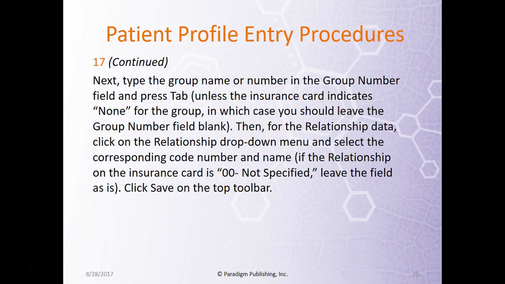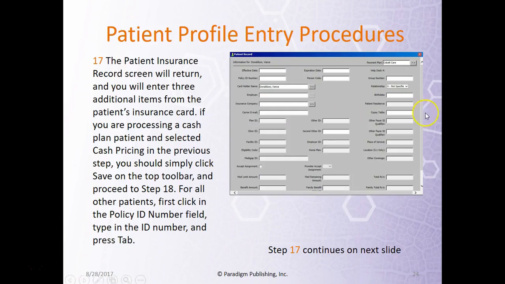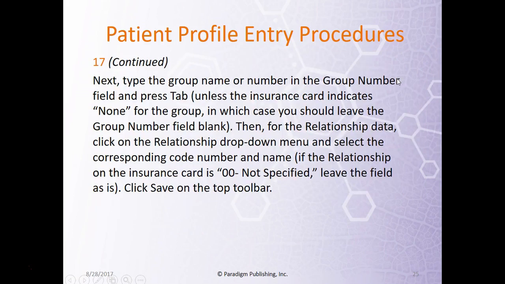Next, type the group name or the group number field, or number in the group. So let's look here. So there's the group number field over here on the right side. So you would type in the group number, unless the insurance card indicates none for the group, in which case you should leave the group number field blank.